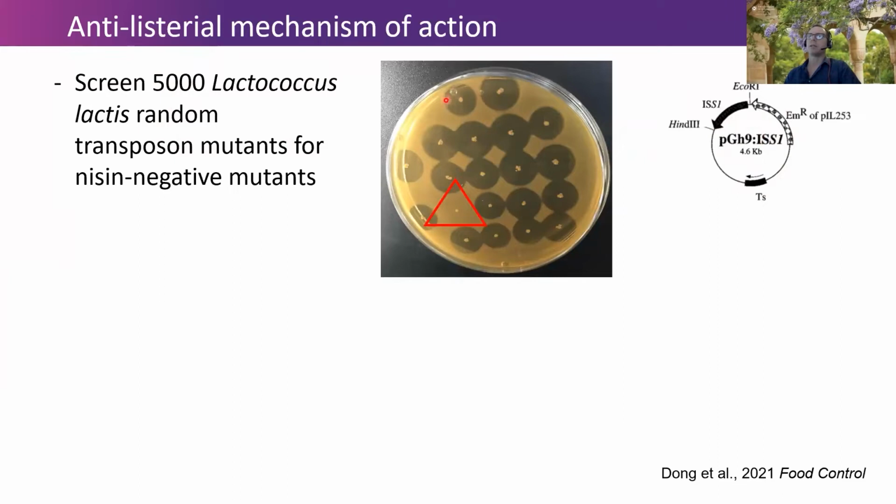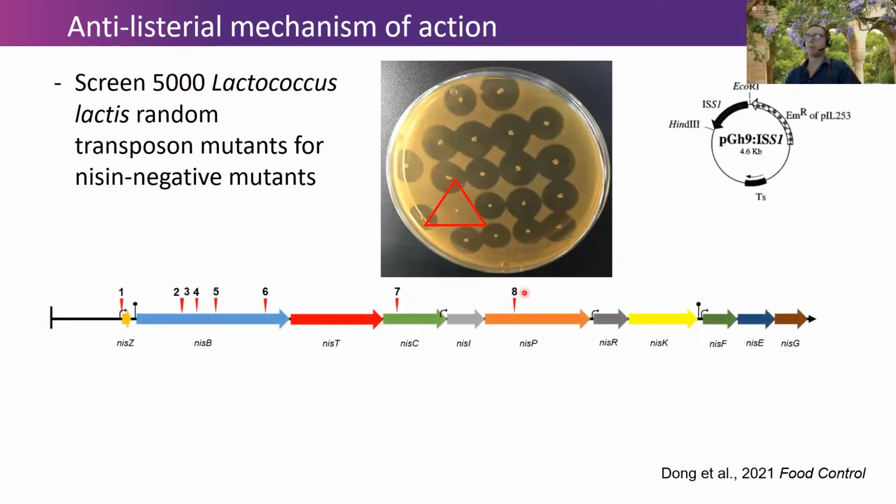And you can see the clearing zone around the colony, indicating this is the target organism in the background. And you see they're all producing large zones, except for this one here, which is producing no zone. So it's lost the ability to kill that Listeria. We screened 5,000, we got 8 mutants, and all 8 mutants contain a transposon insertion in the nisin gene operon, which is a very large operon consisting of several genes, which strongly suggests that nisin is the key antimicrobial here.